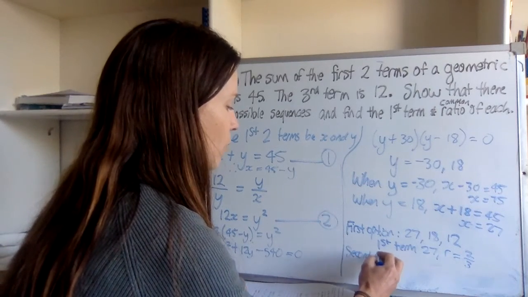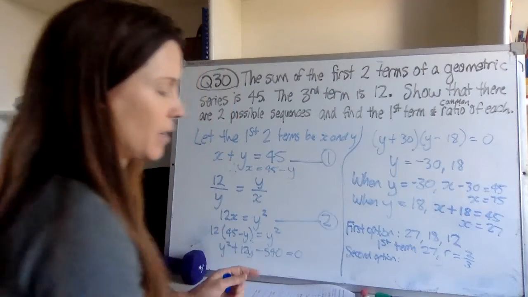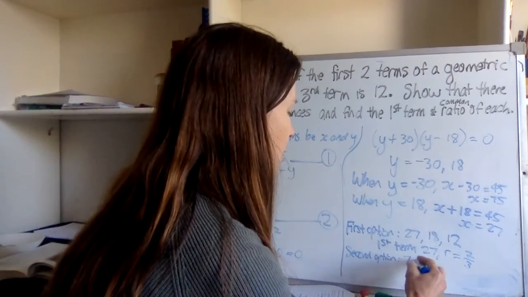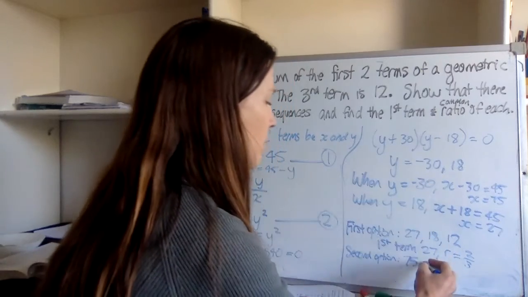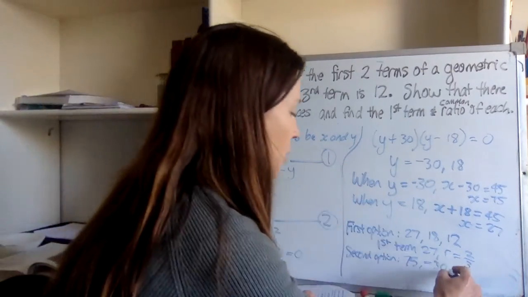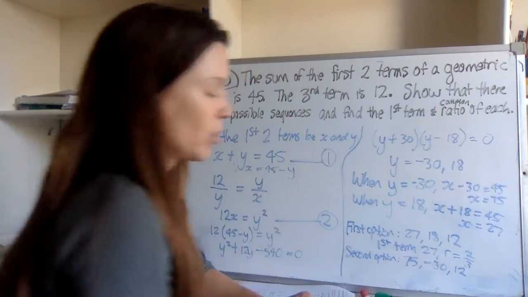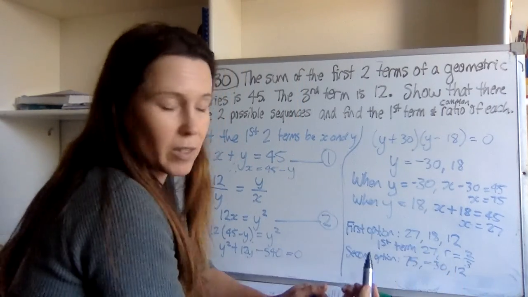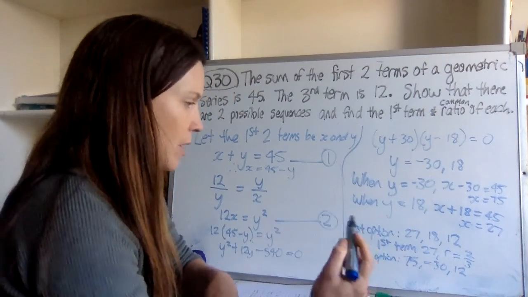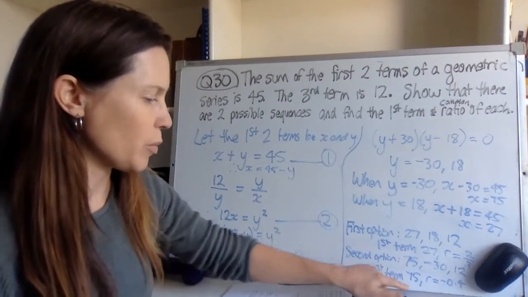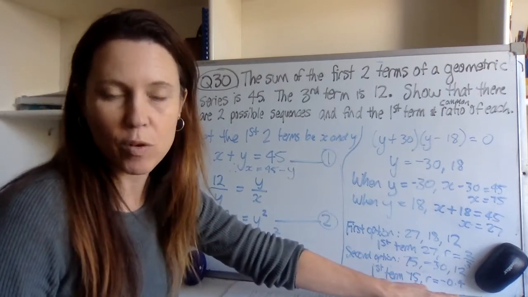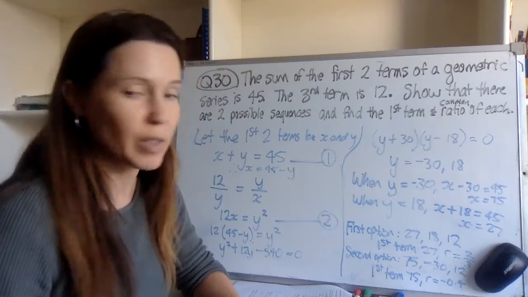Now the second option would be to say what is the series, and I think it's handy to write it out so you can see it. When x is 75, y is minus 30, and we know that the third term is 12. So either 12 over minus 30 or minus 30 over 75 gives you the same thing. So in that case, the first term would be 75 and the ratio would be negative 0.4, or you could write it as negative 2/5.